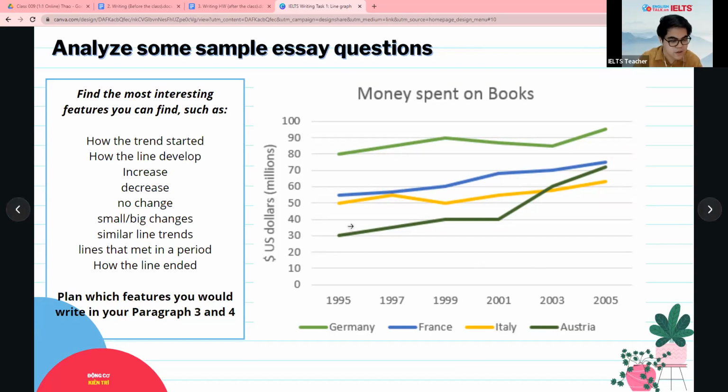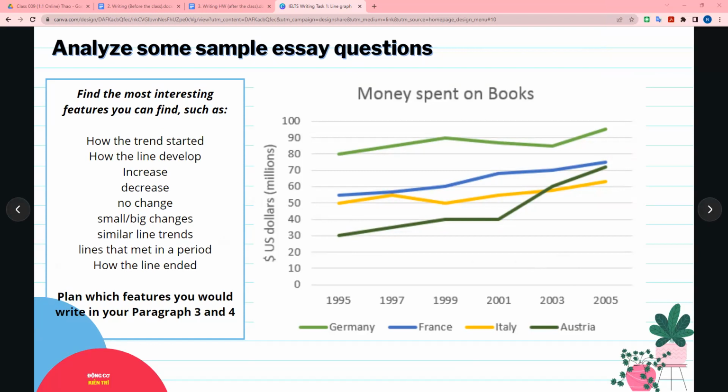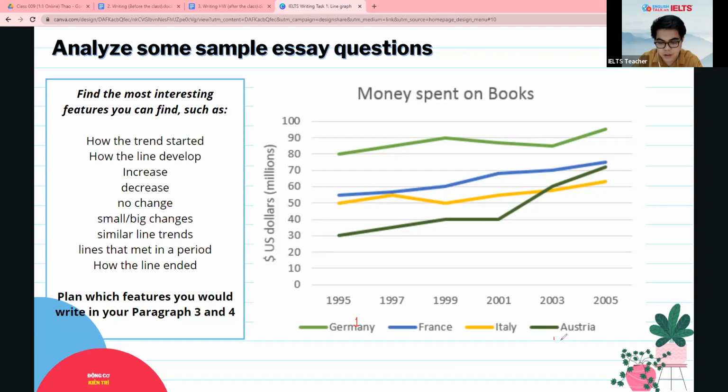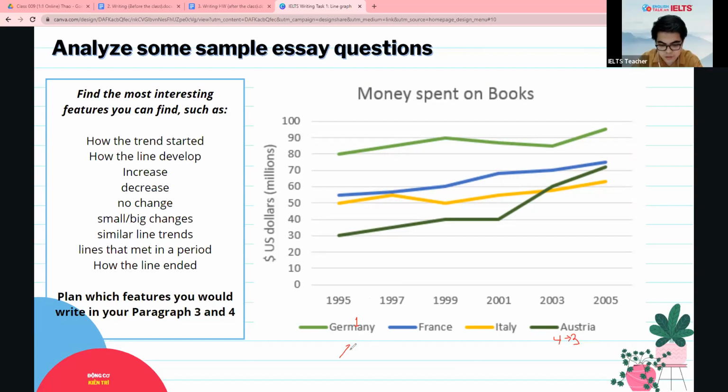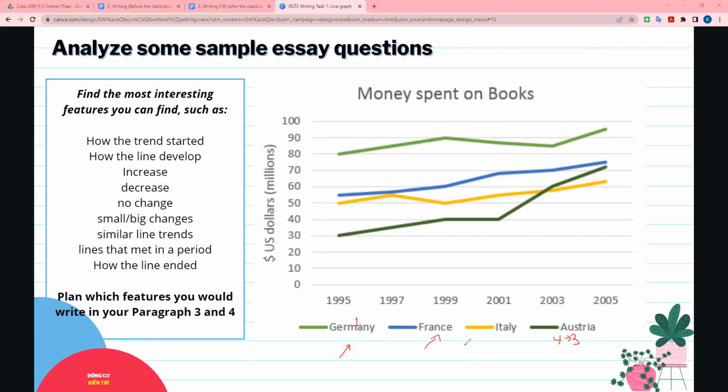Okay, you ready? 1, 2, 3, go. I see that Germany is the highest, while Austria used to be the lowest, but then got in the third place. Okay. And they all seem to have an upward trend. Upward trend. Okay. In paragraph 3, I think I will compare Austria and France.